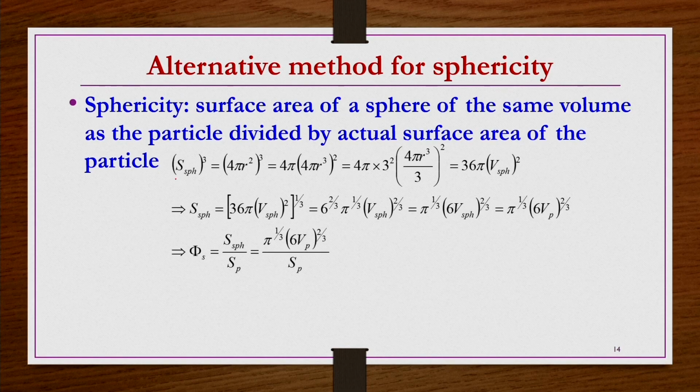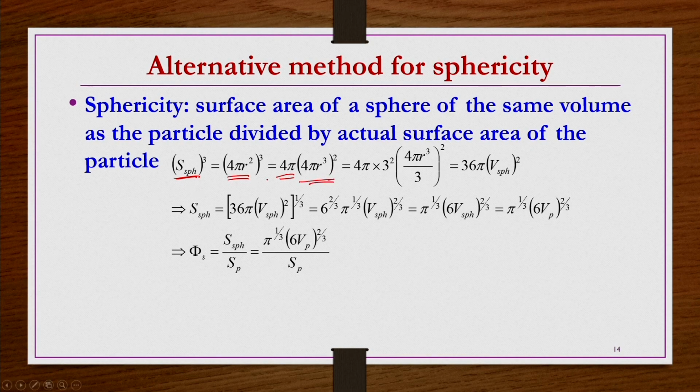Let us say the surface area of the sphere is 4 pi r square. Now cube both sides. So the spherical surface area of the particle, whole cube, equals 4 pi r square whole cube. Now take 4 pi common. Then you have 4 pi into (4 pi r cube) whole square.